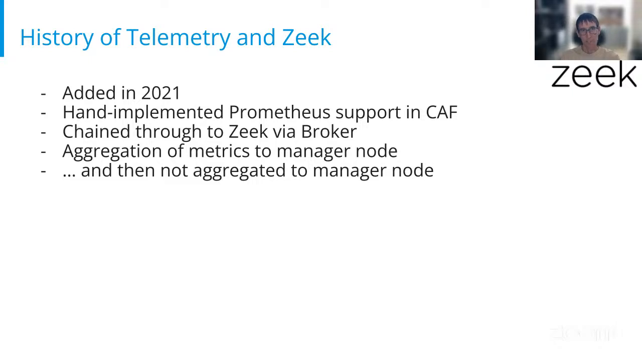A little history of telemetry in Zeek. The original version of it was added in 2021. It involved a hand-implemented Prometheus hook in CAF, which, if you don't know what CAF is, is the underlying framework we use for interprocess communication in Broker. It's chained into Zeek via Broker.